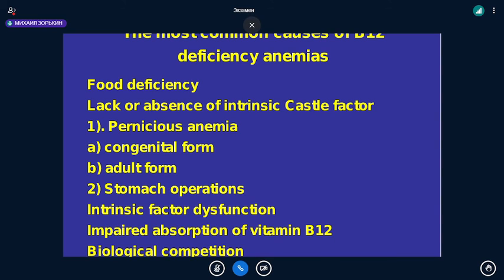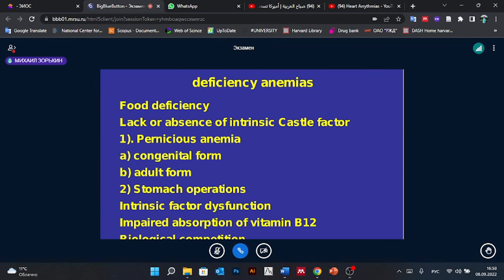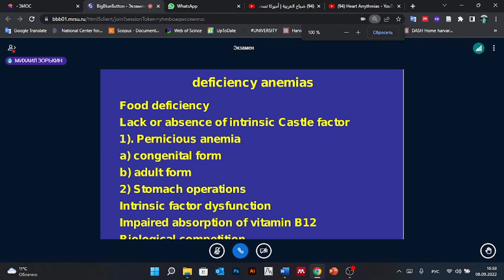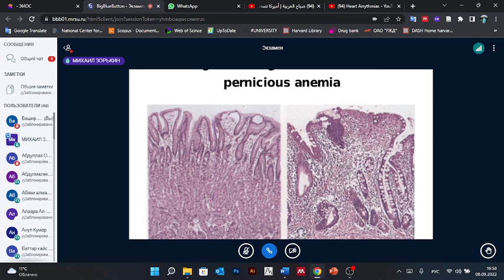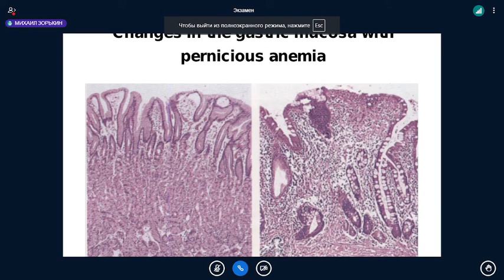Most commonly, the following reasons can lead to that: food deficiency, lack or absence of intrinsic causal factor, so pernicious anemia with the congenital or adult form, after the stomach surgery, dysfunction of the intrinsic factor, impaired absorption of vitamin B12 or biological competition. Changes in the gastric mucosa with the pernicious anemia. As you can see, there is quite clear damage to, I would say, the microstructure of the stomach membrane.